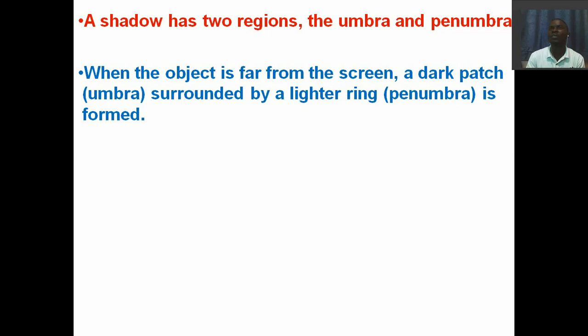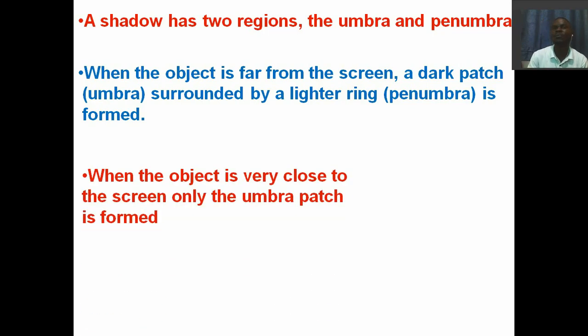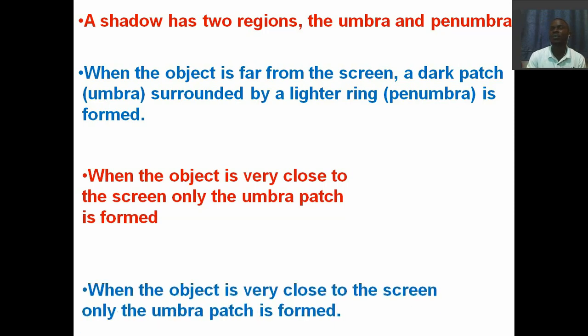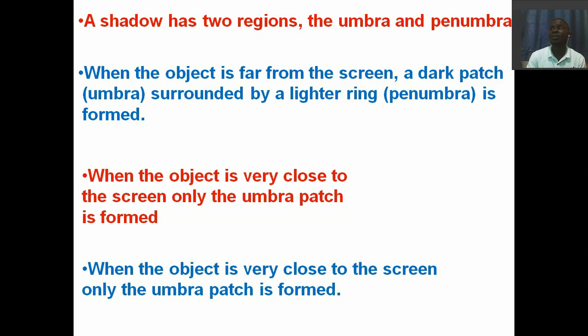A shadow has two regions, the umbra and the penumbra. When the object is far from the screen, a dark patch called the umbra, surrounded by a lighter ring called the penumbra, is formed. Then when the object is very close to the screen, only the umbra patch is formed. These are characteristics of shadows.